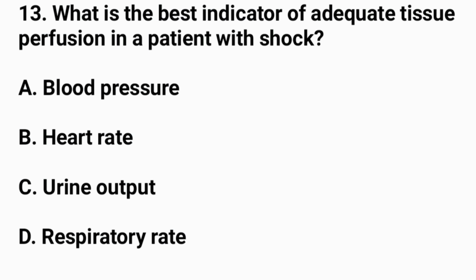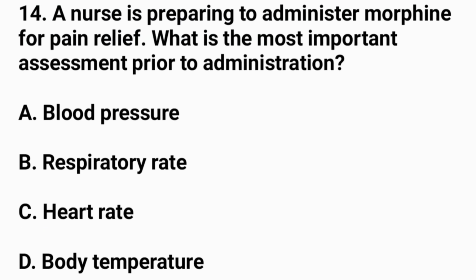Question number 13. What is the best indicator of adequate tissue perfusion in a patient with shock? The right answer is option C. Urine output. Question number 14. A nurse is preparing to administer morphine for pain relief. What is the most important assessment prior to administration? The right answer B. Respiratory rate.